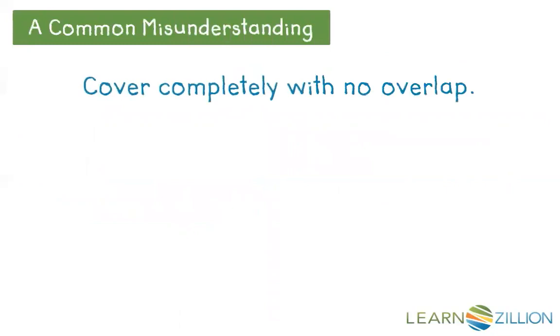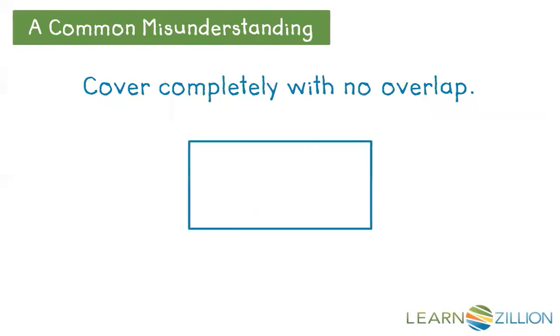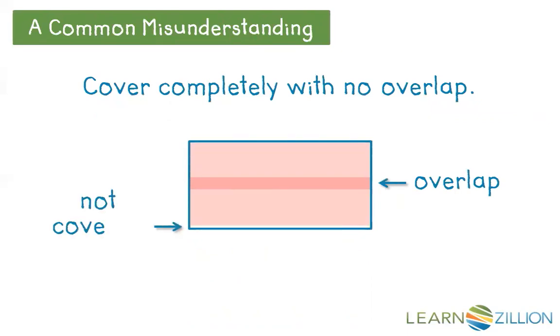When we have a shape and we are going to cover it completely, we have to make sure there is no overlap. For example, here we have a rectangle and I want to cover it with pieces of paper. I would place this paper and then the next paper. But we notice that there is an overlap. What does that mean? Here we have an overlap. That means that one piece of paper is on top of the other. They're not next to each other touching, but one is on top of the other. We also notice that we have a section here that is not covered. It's important that we cover the entire rectangle.